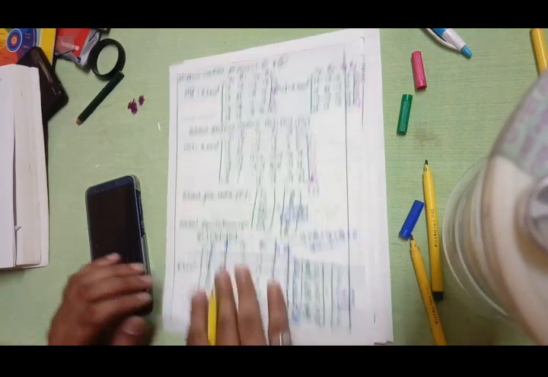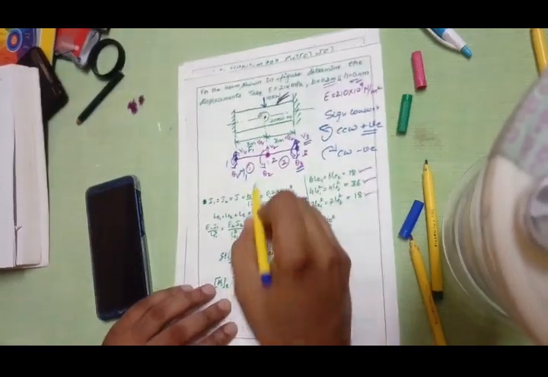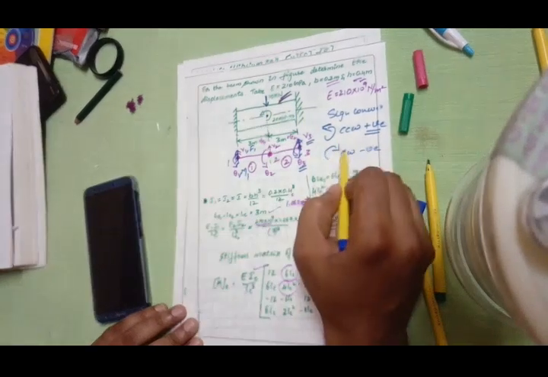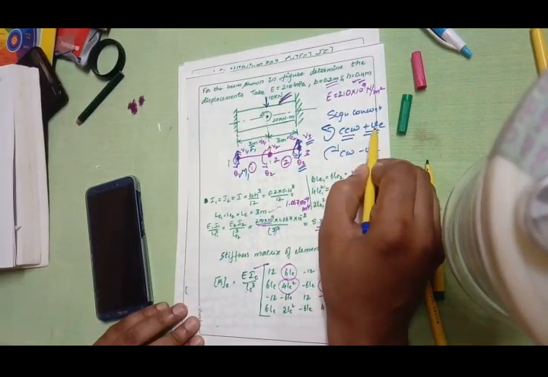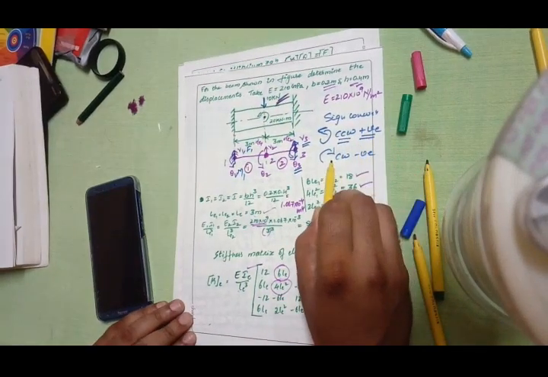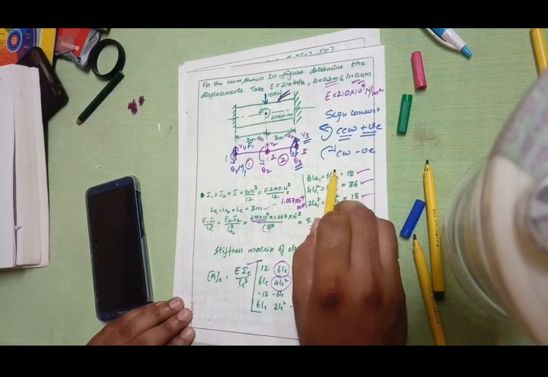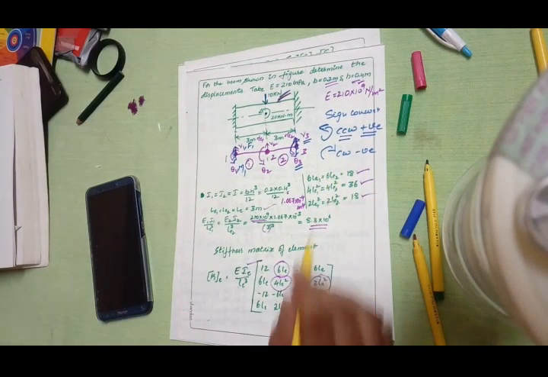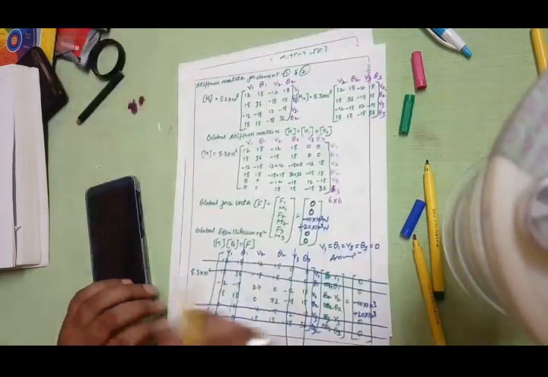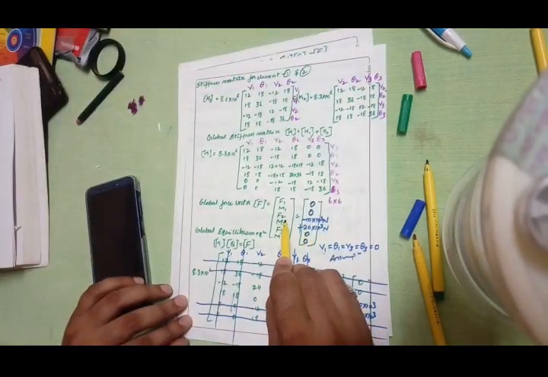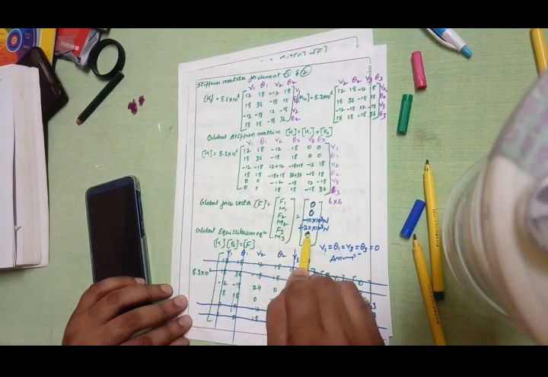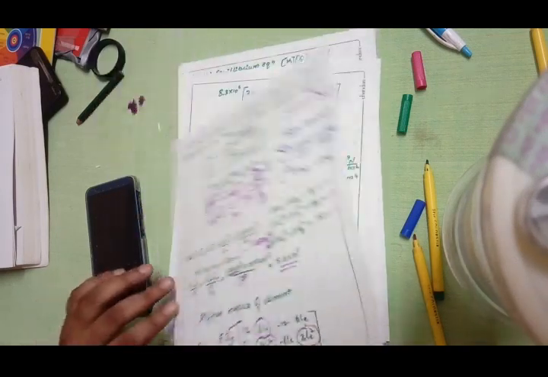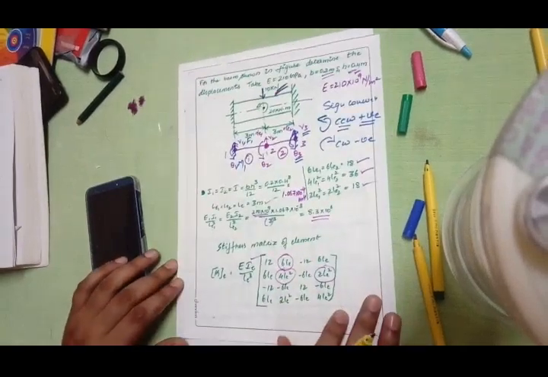In the problem given, at node 2 you have a point load and a bending moment. The bending moment is acting in a counterclockwise direction, so the sign convention is positive. If the bending moment acts in the clockwise direction, you take it as negative. So I have written node 2: F2 is minus 10 into 10 power 3 and the moment is 20 into 10 power 3.